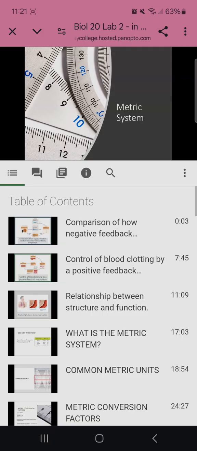So the reason why we're covering the metric system is because here in the United States, in our everyday lives, we do not use the metric system, okay?